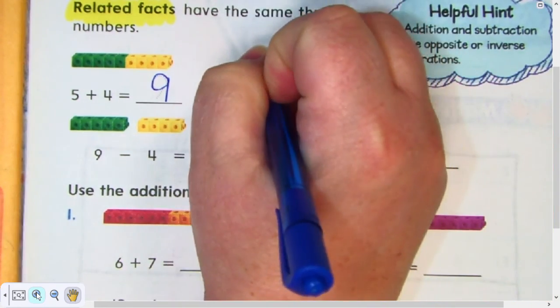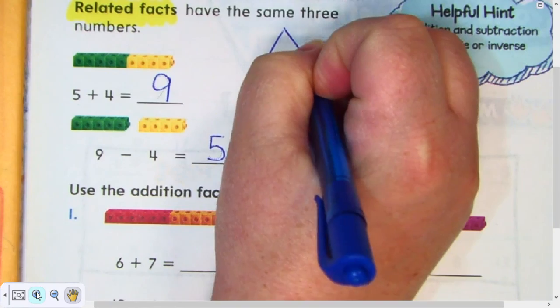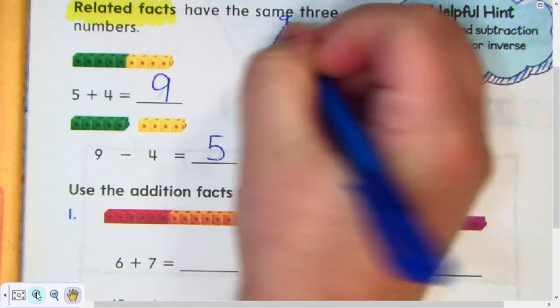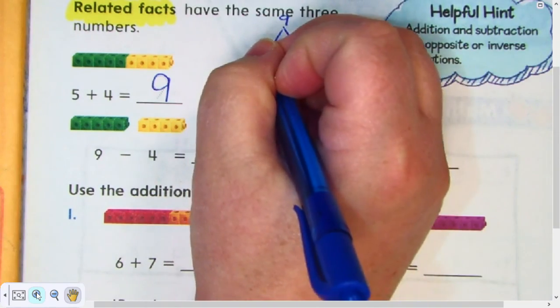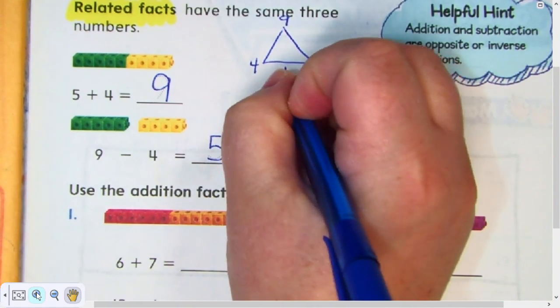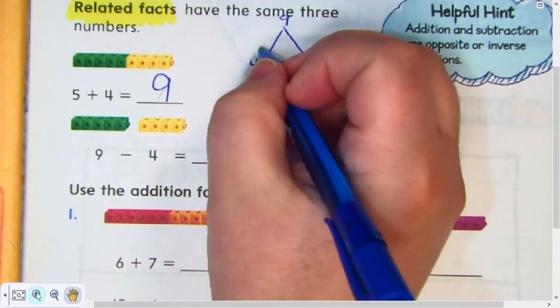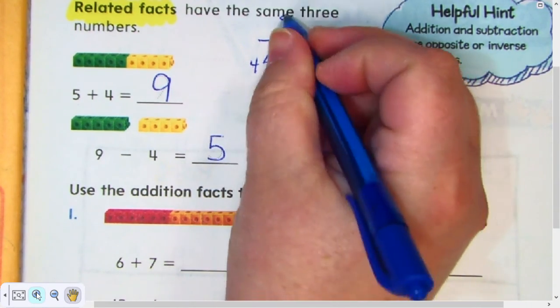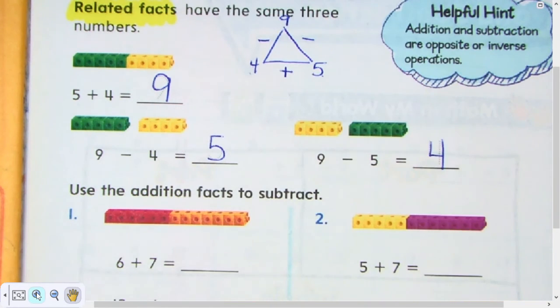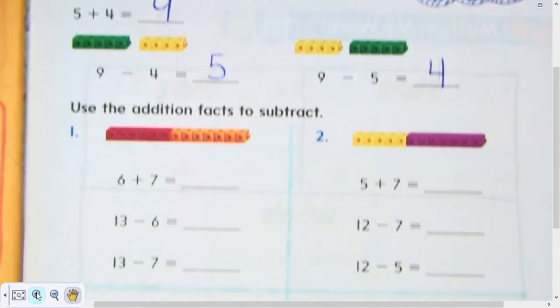And it's kind of like, I don't know if you did these last year, our math pyramids, where we're adding these 2 numbers to get 9, or we're subtracting these 2 numbers to get 5, or these 2 numbers to get 4. Okay, it's like our math pyramids, or math mountains, sometimes they call them. I call them pyramids. All right, so let's go on.